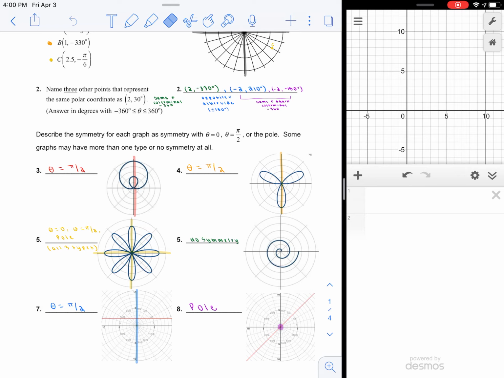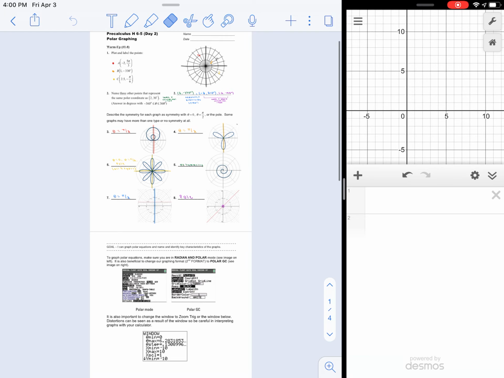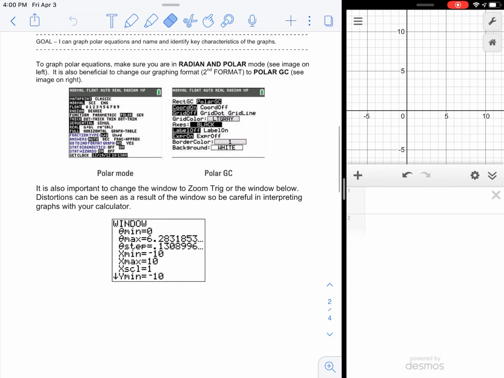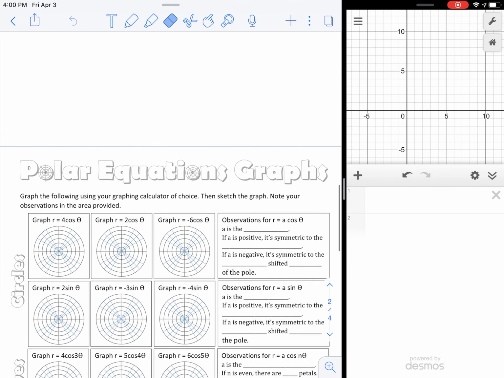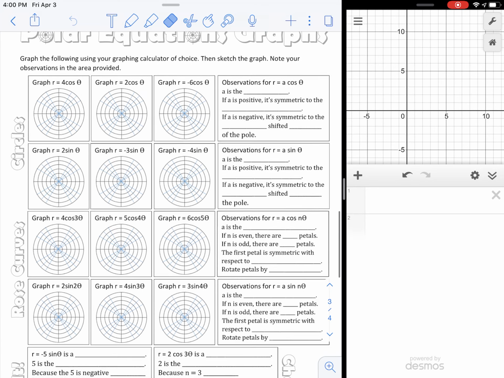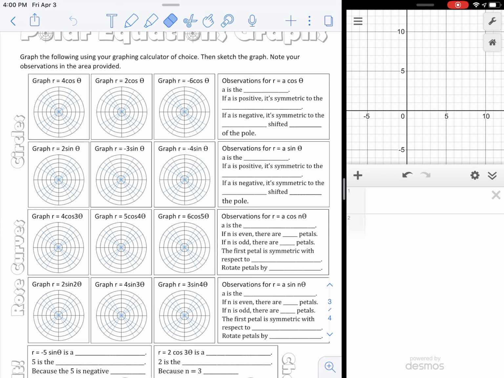Now, the final thing I wanted to discuss in this video was how to graph using Desmos. So we're going to skip the second page for now. This goes over how to do graphing with your calculator. But what I would like for you guys to do is go to the second to last page, page 3. And I want to talk about how we're going to use Desmos to graph.